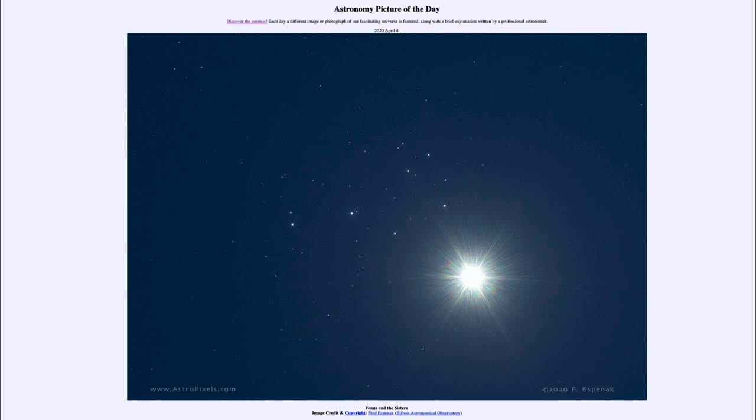Well, as we've looked at the last 2 days, we are seeing part of the conjunction of Venus and the star cluster known as the Pleiades. The Pleiades is a prominent star cluster in the constellation of Taurus, and we can see a number of stars here, a few very bright stars, which is where it gets its name as the Seven Sisters. And we can also see the planet Venus, the very bright object down to the lower right.